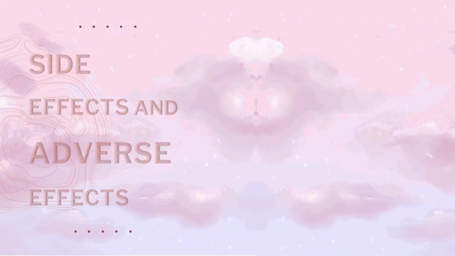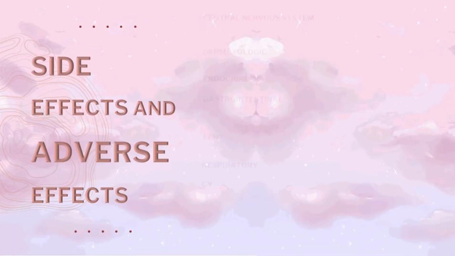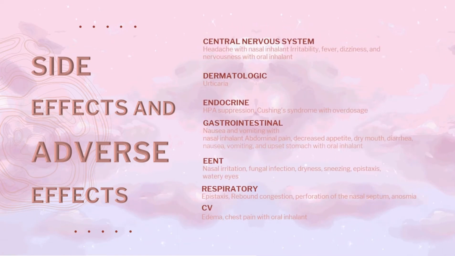The side and adverse effects of FLUNISOLIDE. For the central nervous system is headache with nasal inhalant, irritability, fever, dizziness, and nervousness with oral inhalant. For the skin is urticaria. For the endocrine is the HPA axis suppression, the Cushing's syndrome with overdosage.